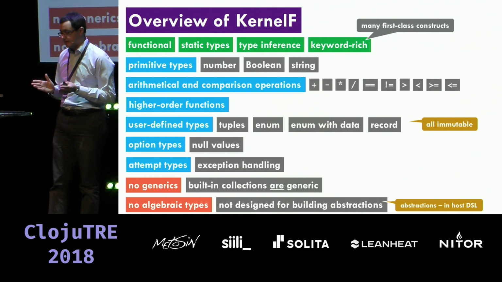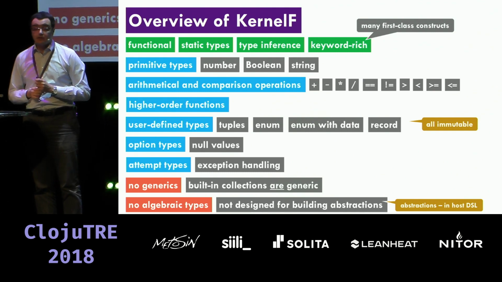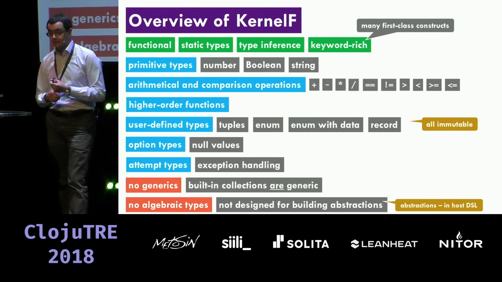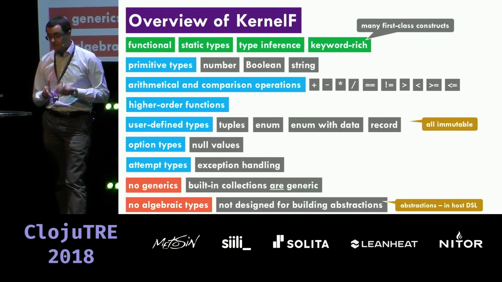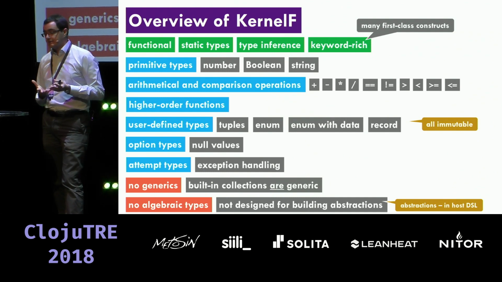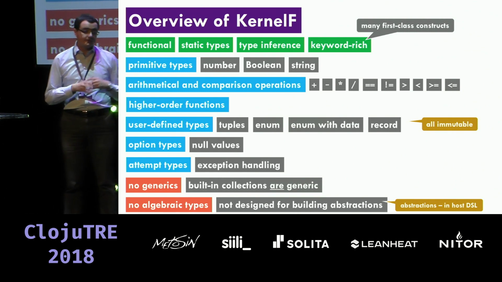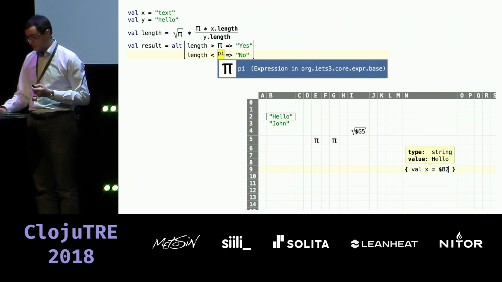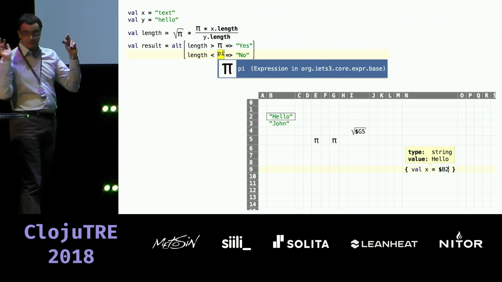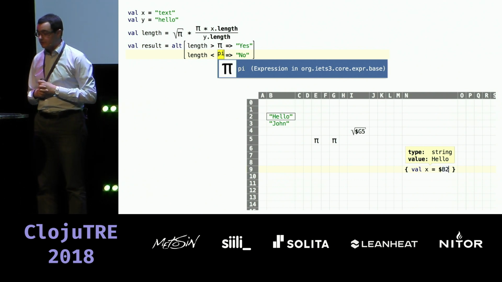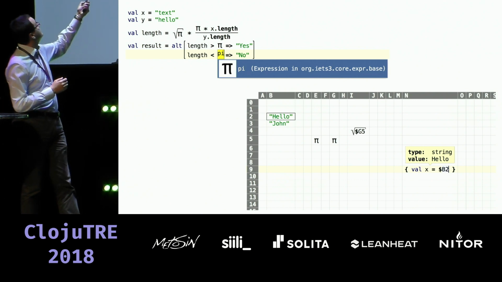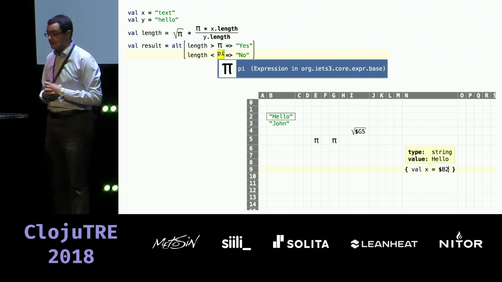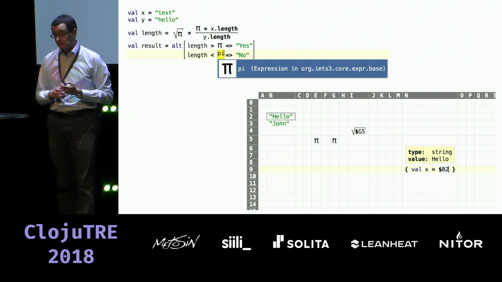Apart from standard things like primitive types and arithmetical expressions, KernelF features option types for null values and attempt types as a mechanism of exception handling. Because KernelF is not designed for building abstractions, it does not have algebraic types. The language into which KernelF is embedded should take care of that. Here's sample code. The language has natural notation for mathematical expressions and features, for example, Excel-style spreadsheets within user's code.